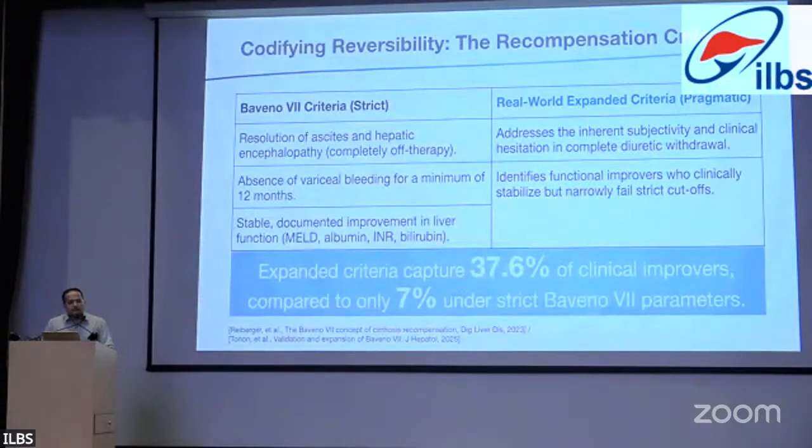And there is one more expanded criteria, which is more clinically relevant or pragmatic, because most clinicians avoid stopping diuretics or stopping lactulose even after the patients remain decompensated for 1 year. So the expanded criteria of recompensation includes those patients who are continuously on low dose diuretics or lactulose and still remain compensated for more than 1 year. This expands the recompensated patients from usually 7% to 37% of the clinical improvers. So the expanded criteria should also be looked into.